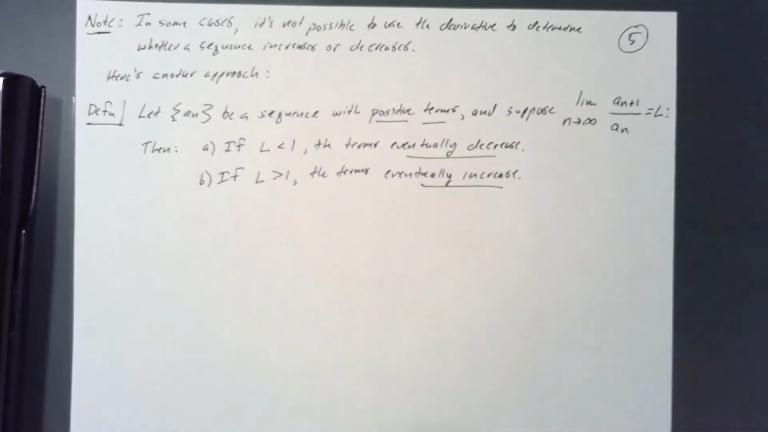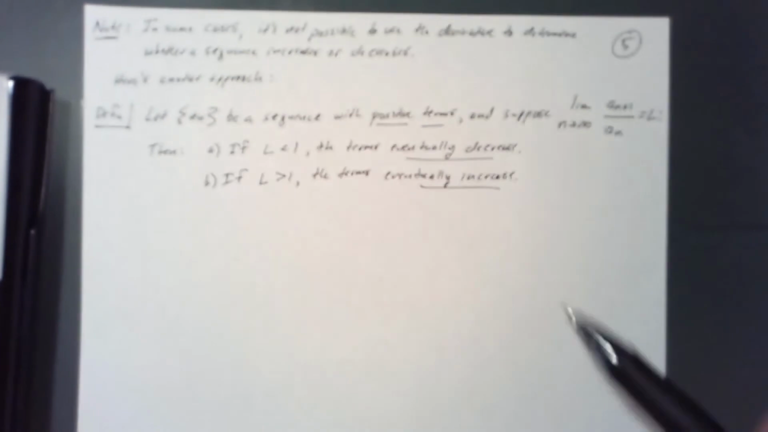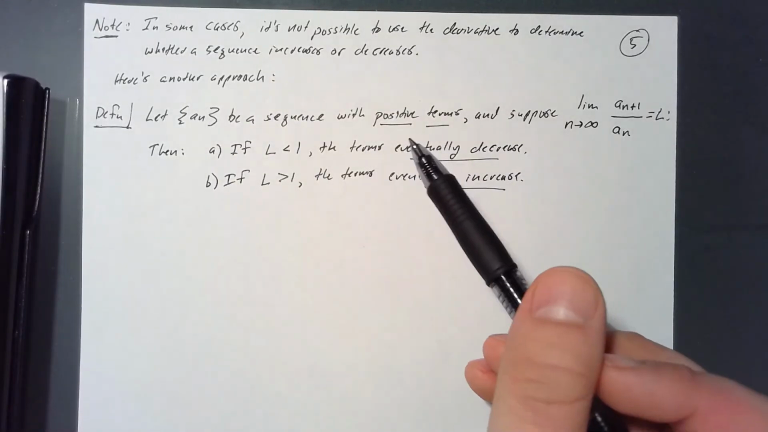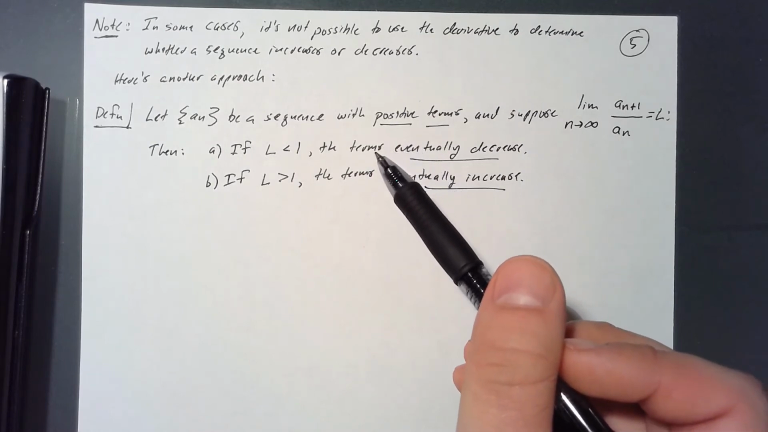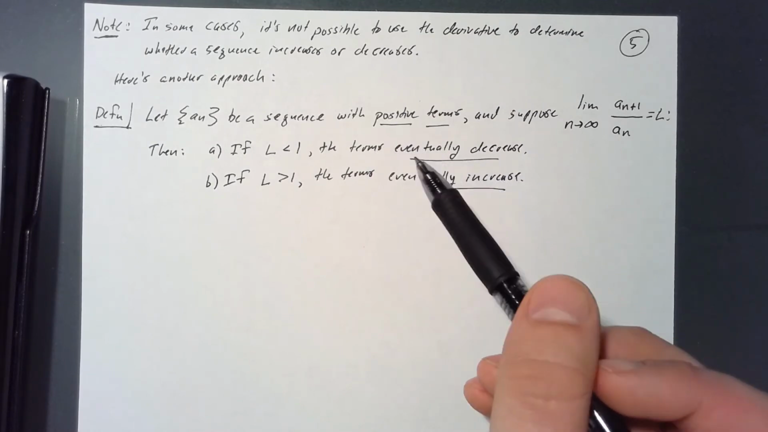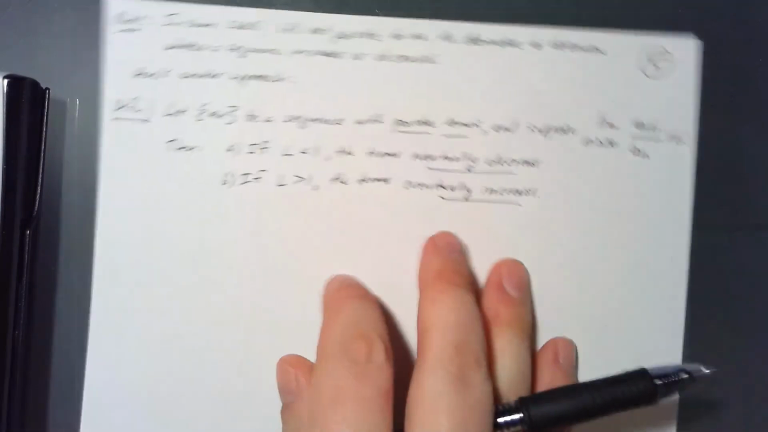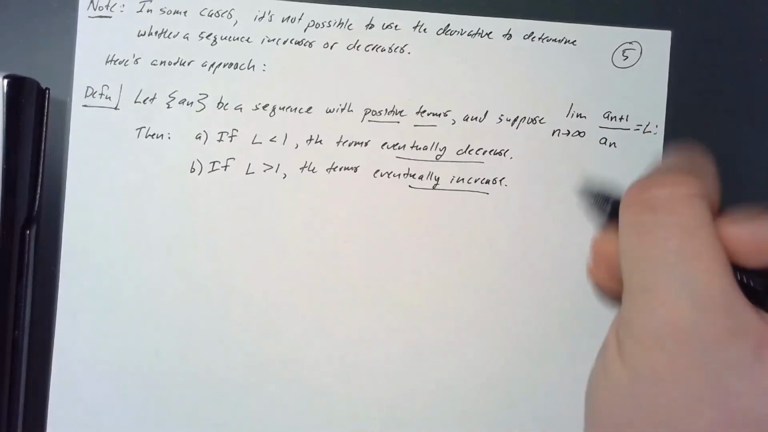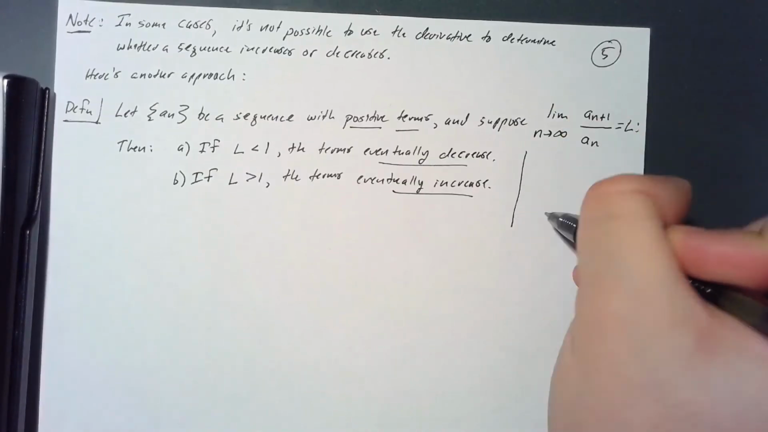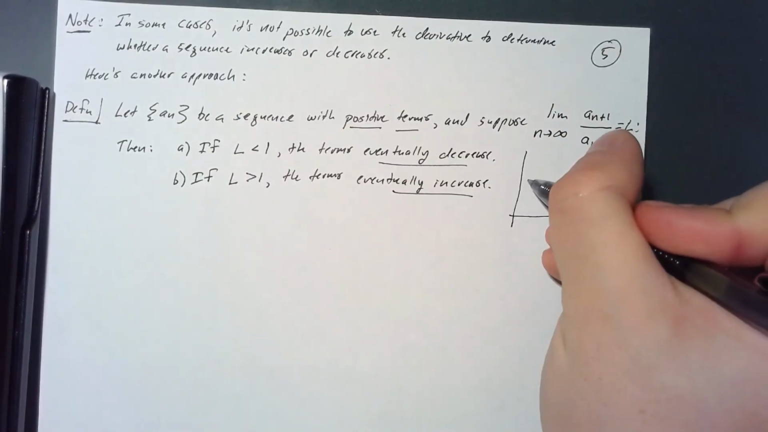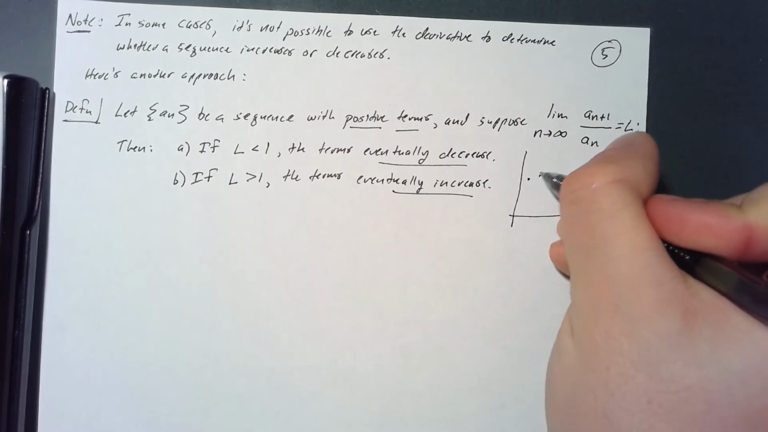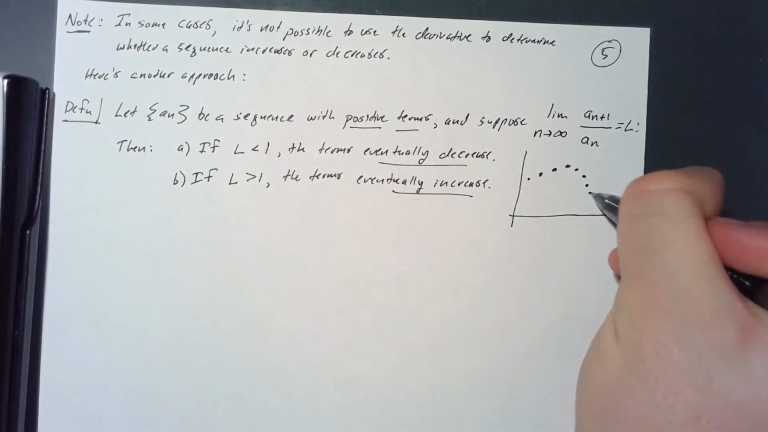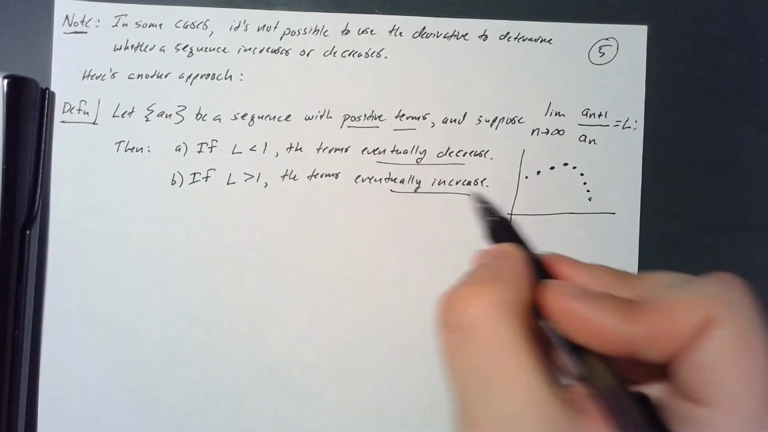What do I mean by eventually? Well, it means that you could list off the first 5 terms of a sequence, and it might look like it's decreasing, but by the 10th term, it's actually going to start increasing. So eventually means, if I were to plot the sequence just for an idea, it could start off like this. It could start off doing this, but then eventually it's going to go down like that. So that's what we mean by eventually.